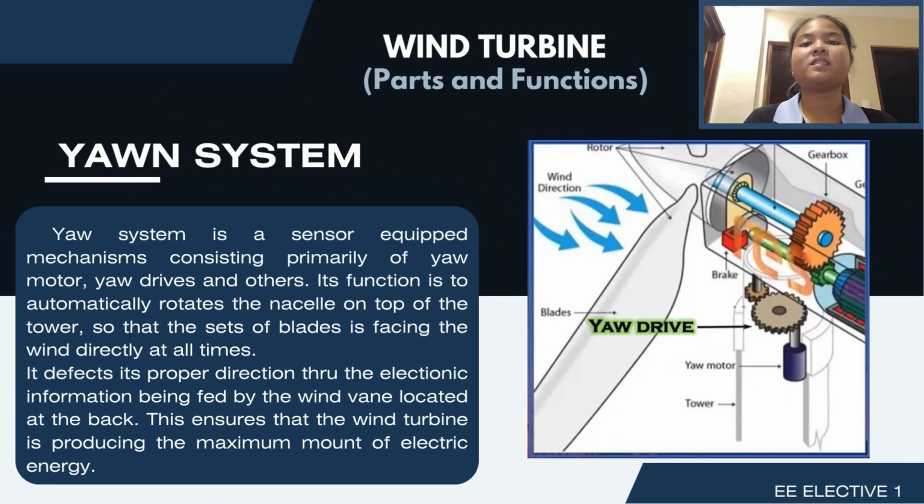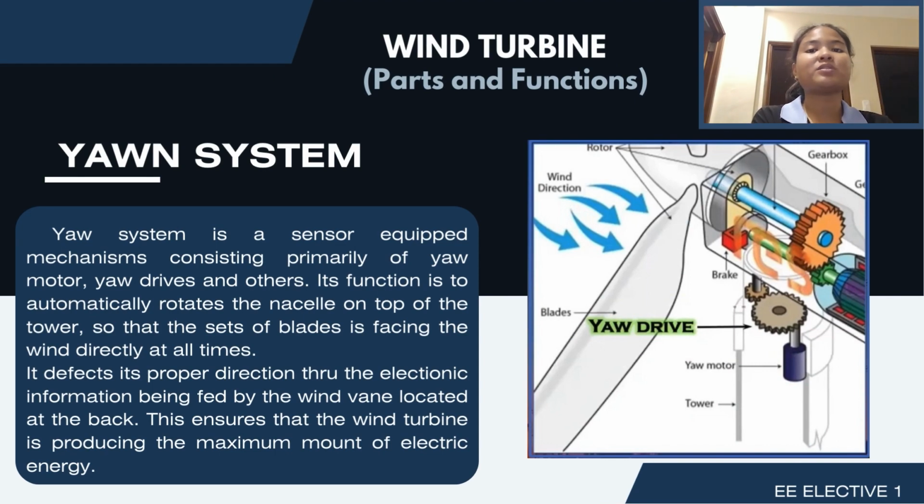Next part is the yaw system. So, under the yaw system is the yaw motor and the yaw drive. Yung yaw motor is just right below the nacelle. So, kung titignan natin yung mga wind turbine, hindi siya fixed. Kumbaga, hindi siya naka-steady lang. So, dapat umiikot siya. And yung ikot niya is nakabase sa direksyon ng hangin. So, yung pinaka-blade ng wind turbine is nakaharap sa direksyon ng hangin.